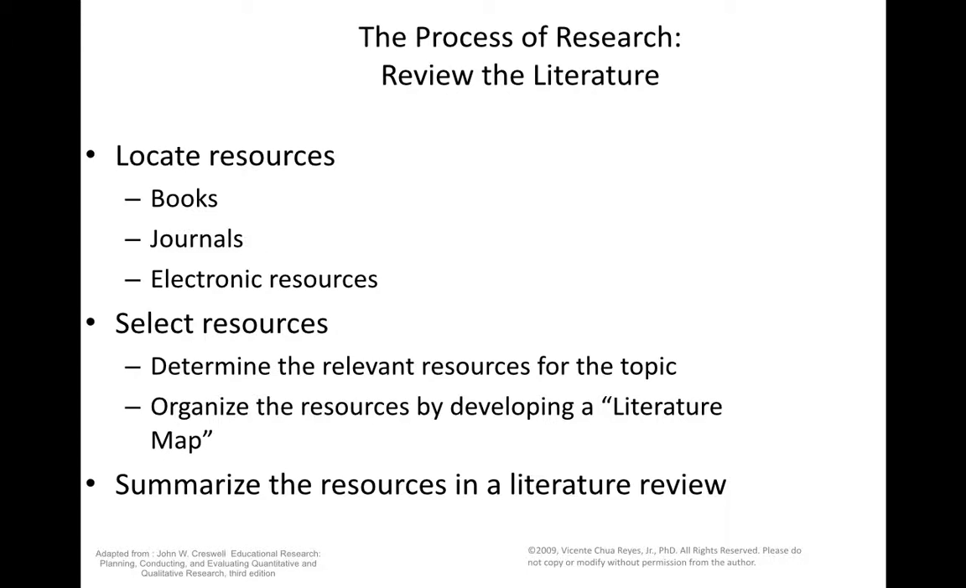First, locating resources. We can take a look at books, we can take a look at journals, preferably those that are peer-reviewed, and we can also take a look at electronic resources. Again, preferably peer-reviewed. We then select resources. How do we do this? By determining the relevance of these resources to our topic. And then we organize these resources by developing what some scholars and practitioners refer to as a literature map. And then after we have done this, we are able to summarize the resources in what is referred to as a literature review.